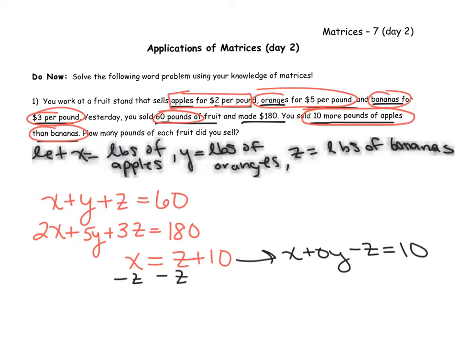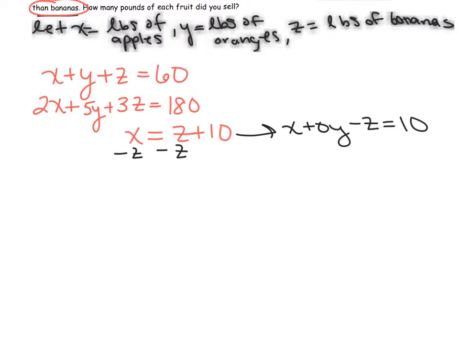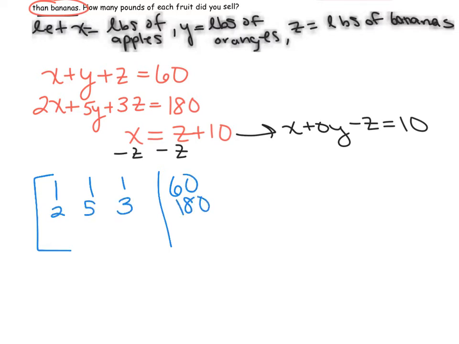Now let's come up with our augmented matrix. We're just going to rewrite these as our augmented matrix. It's going to look like I have 1, 1, 1, 60. I have 2, 5, 3, 180. And I have 1, 0, negative 1, 10.